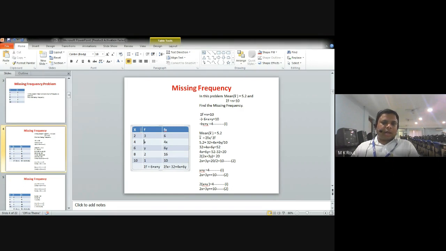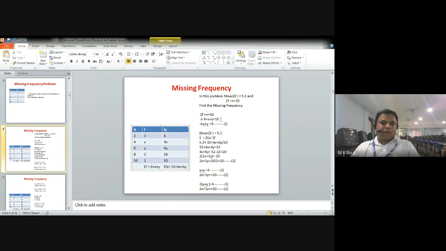So after getting all the values in this particular problem, the mean is given, that is 5.2, and the summation of frequency is given as 10. That means summation of frequency equals n equals 10. In the missing frequency problem, first we solve the first part: summation of frequency equals the number of observations, that equals 10. That means the summation of frequency we have already found, 6 plus x plus y, equals 10.